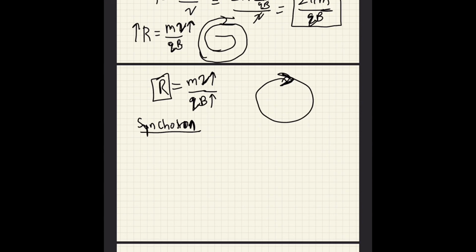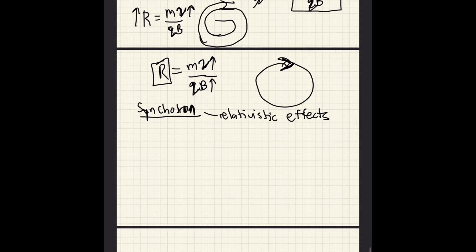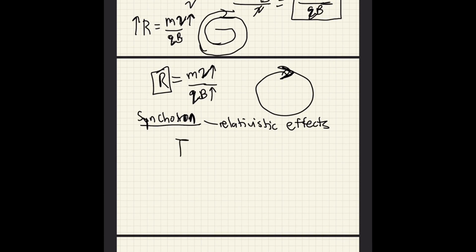Now, a synchrotron also accounts for relativistic effects. When a particle goes really fast and approaches the speed of light, things change. Time slows down, everything's different. If you want me to make a video on it, I will. Let me know in the comments, okay? So things change when you're near the speed of light. Time changes, for example. I'm not going to derive the equation, but basically the time period becomes this.